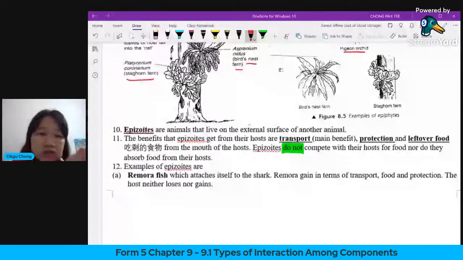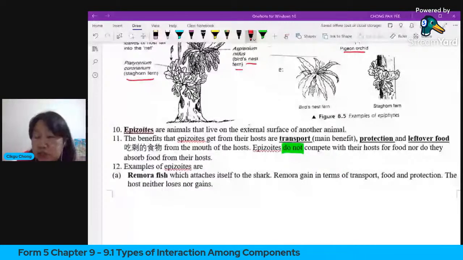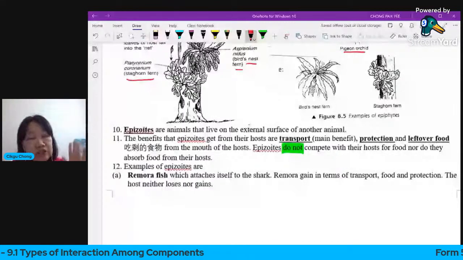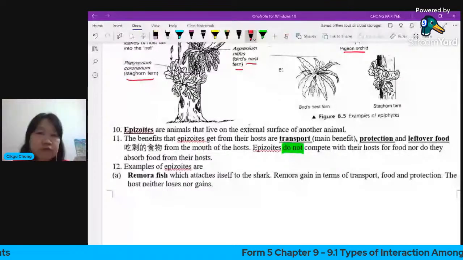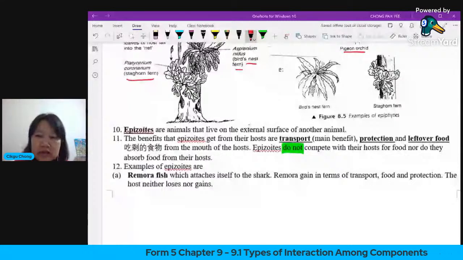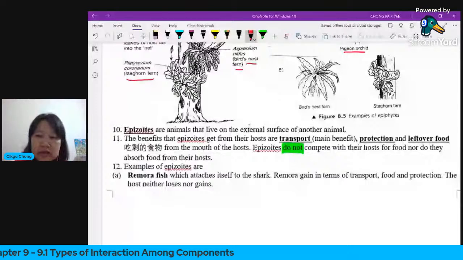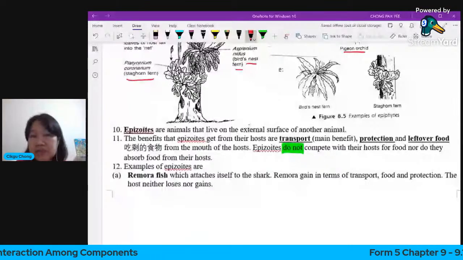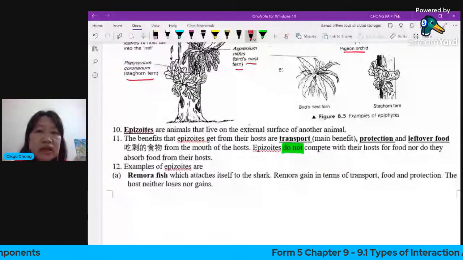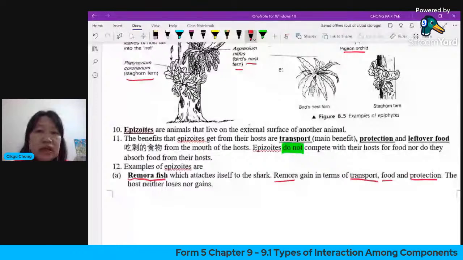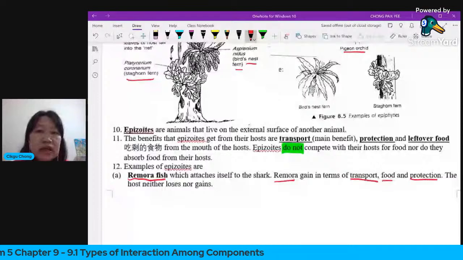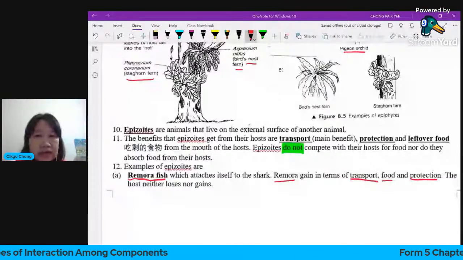It gains transportation. Wherever the shark swims, the remora goes along. They get leftover food. Sometimes the shark doesn't finish the food, so the remora can get it. And also, of course, protection. Who dares to attack a shark, isn't it? And of course, if the shark is not attacked, then the remora is not harmed in any way. For the shark, it doesn't suffer any loss, because this remora is not sucking blood from the shark, not losing anything. It also doesn't gain anything. So remember this example for commensalism.